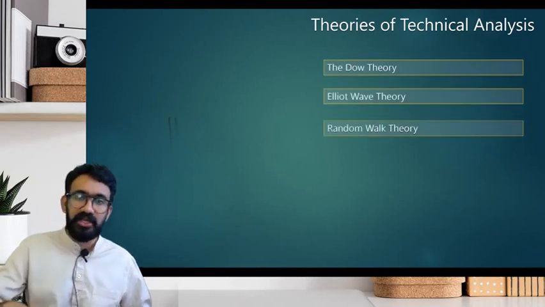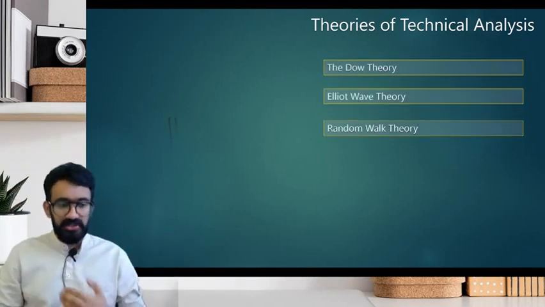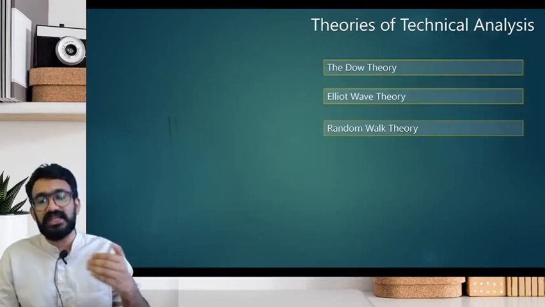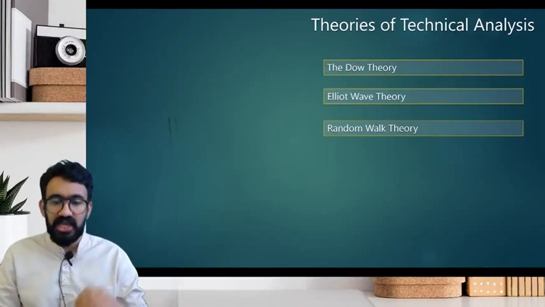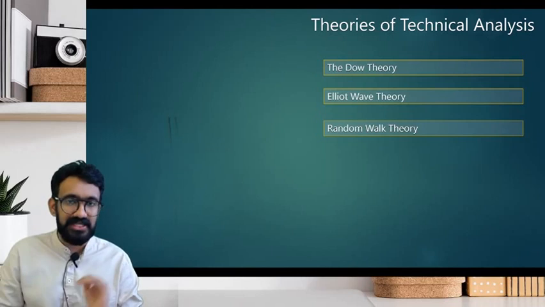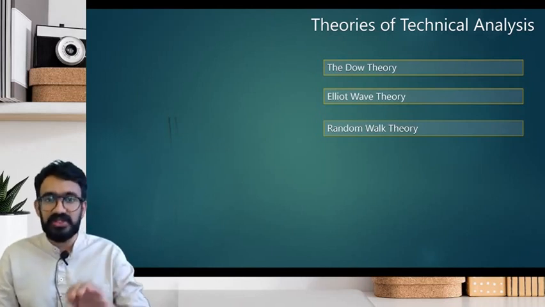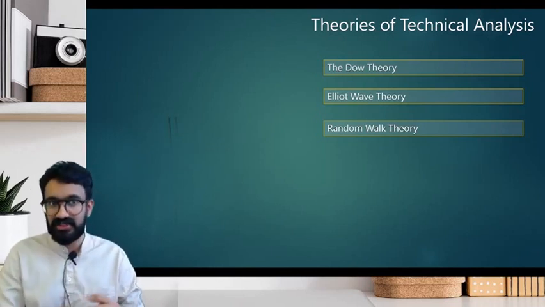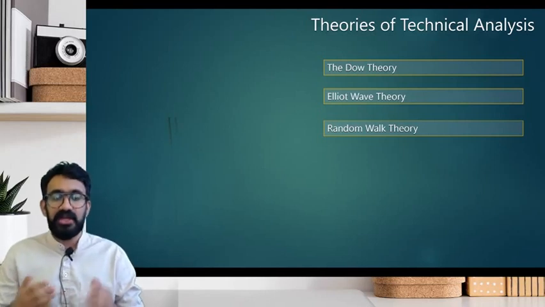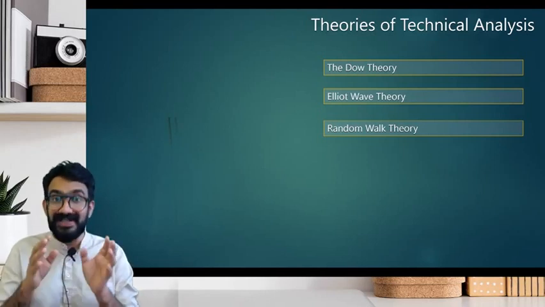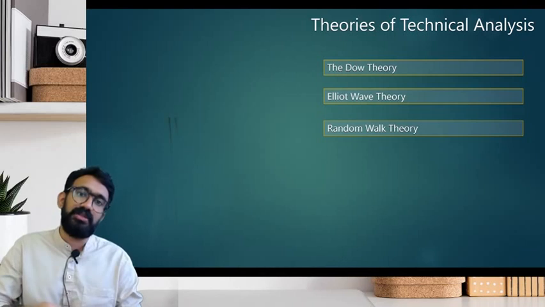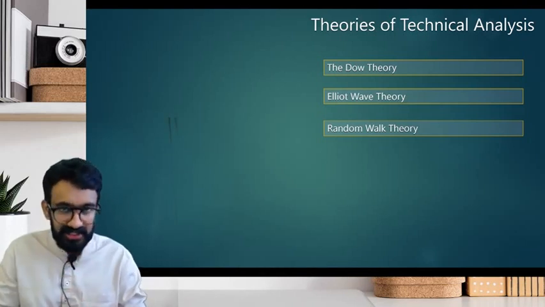Now, in this particular discussion for another 15 minutes or so, we are going to discuss 3 theories of technical analysis: how each analysis is framed, and how it tries to analyze the market. Dow theory is one of the earliest, from the moment we started thinking about technical analysis.